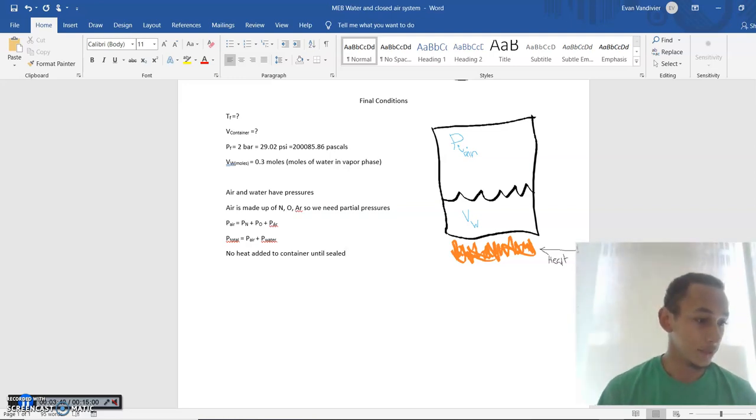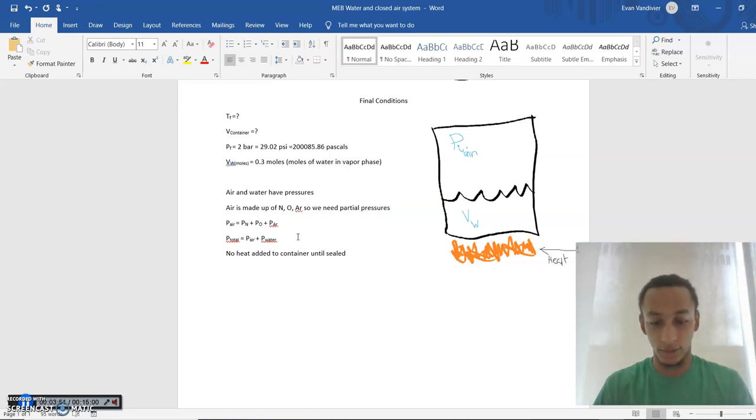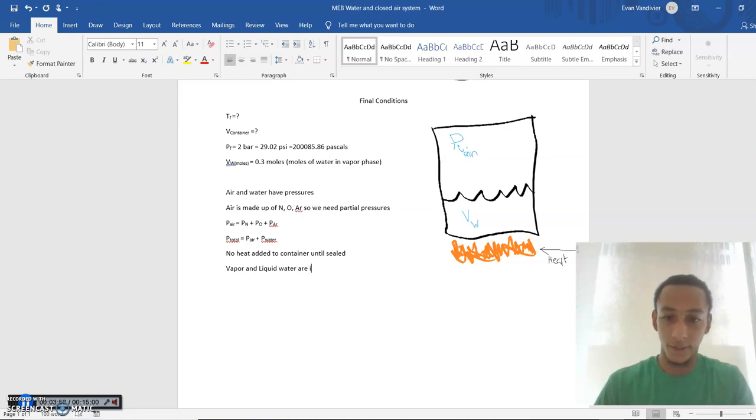And then we need the vapor. So another important concept is the vapor and liquid water are in equilibrium at the boiling point in water. What this really means is the temperature at the surface of the water is the same as the temperature of the vapor in water.